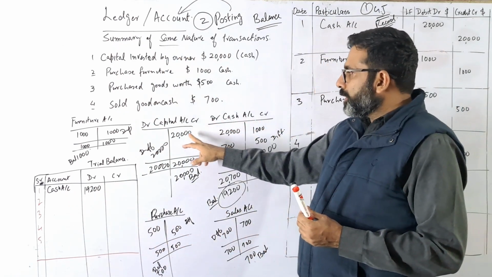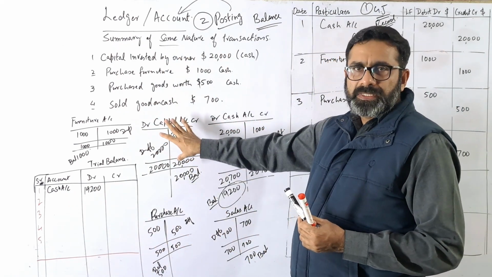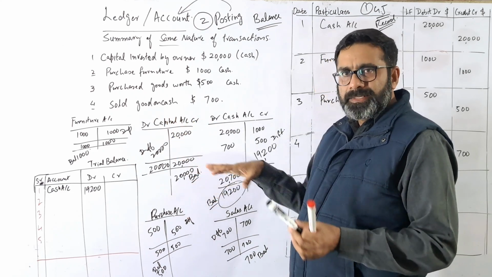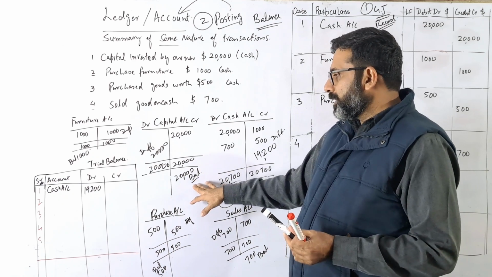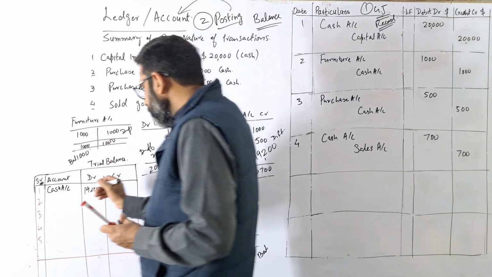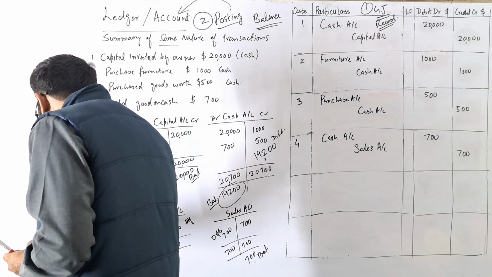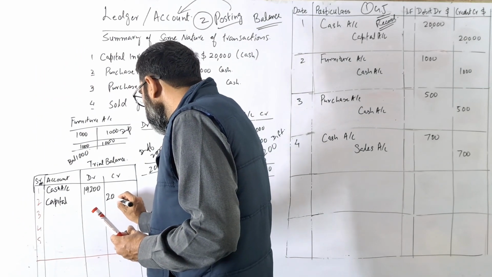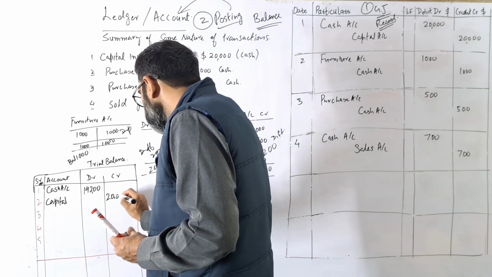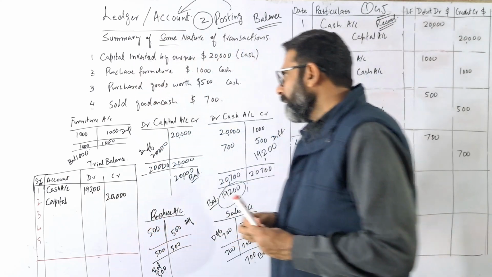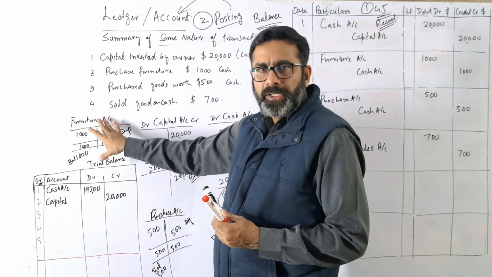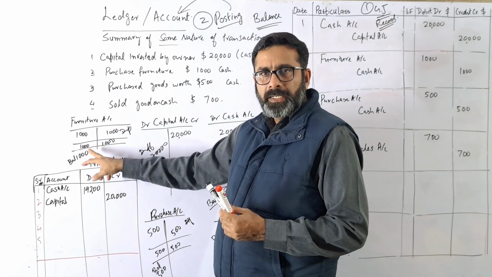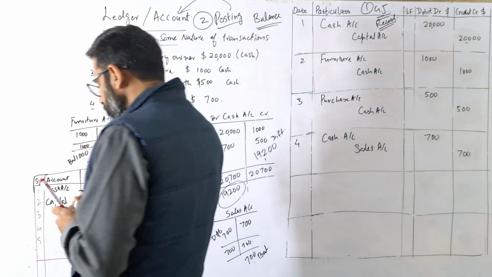Now the next account, account number 2, was the capital account, and here the balance was on the credit side. The credit side was heavier, so 20,000 is the balance. So we write again here the capital account, but we will write the balance on the credit side. Now the third account is the furniture, and the furniture has a balance of $1,000, which is a debit balance. So we will write the amount here.